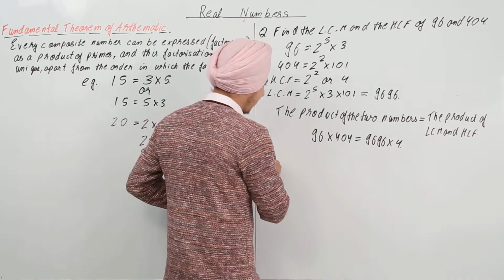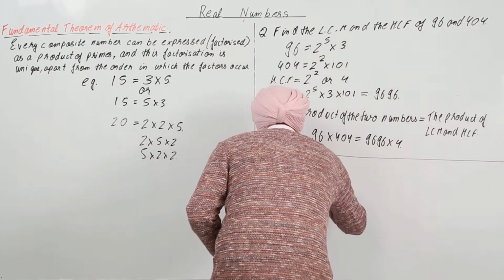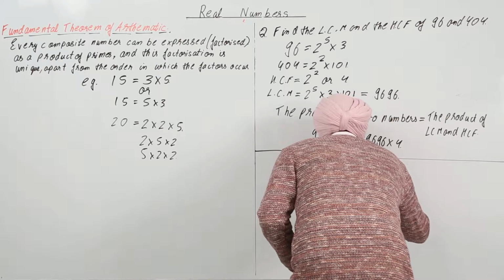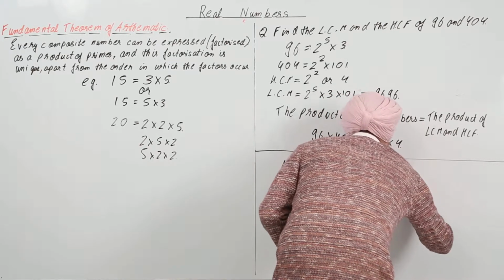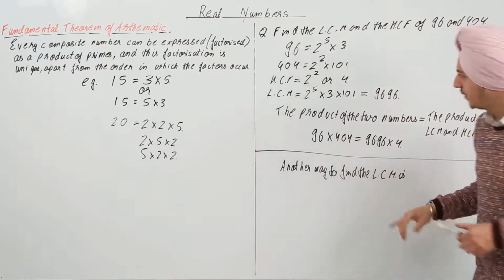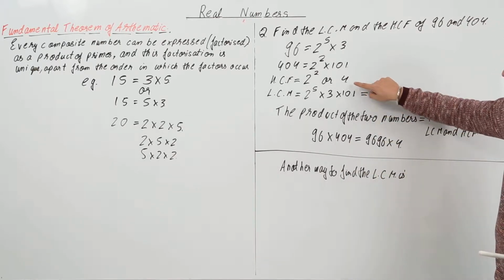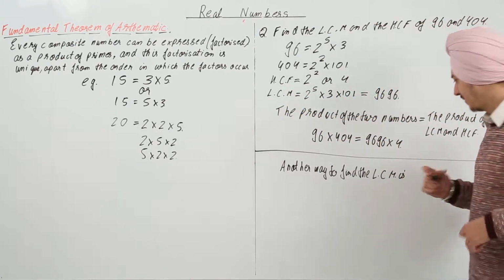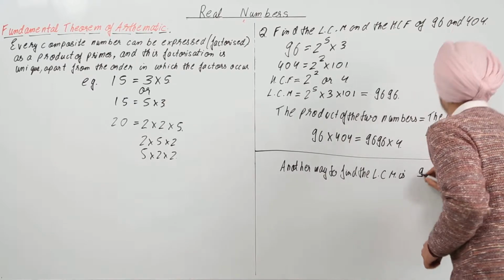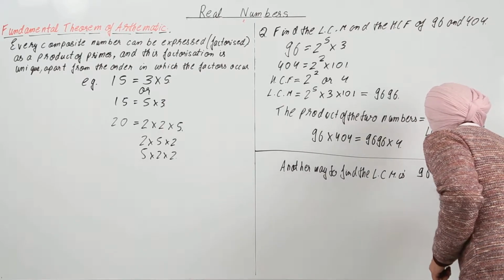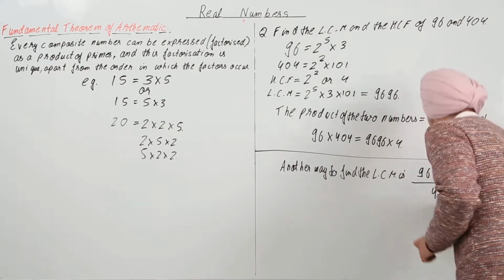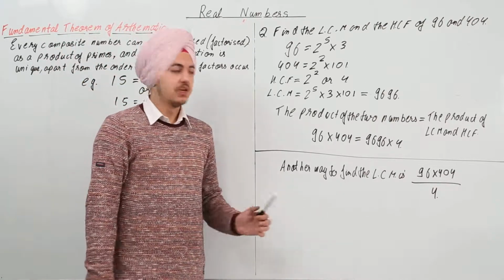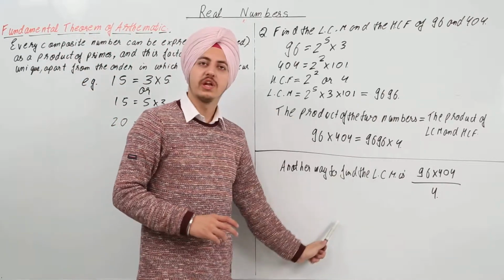So another way to find the LCM is, you have to start after this step, so you don't have to do this. How do you find the LCM? LCM is the product of both the numbers, that is 96 into 404, divided by the HCF, that is 4. So this is another way to find out the LCM. You can either use this way or you can use this way.